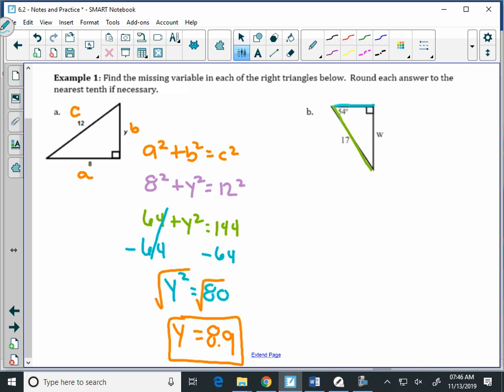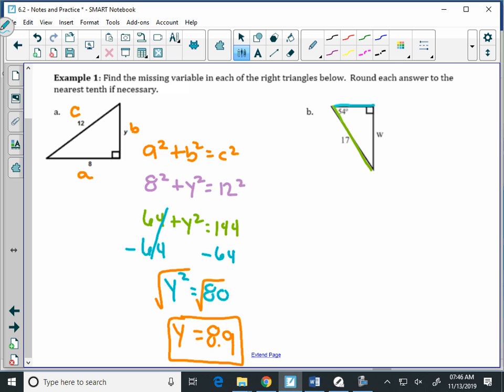It's not 54, that's the angle. So you won't do W squared plus 54 squared equals 17 squared. 54 is representing the angle. We can't use the Pythagorean theorem to find this missing side. So there is a way.